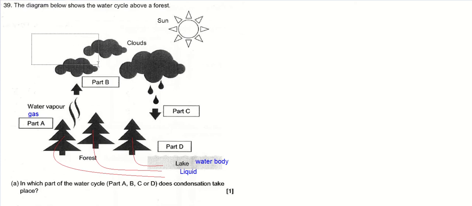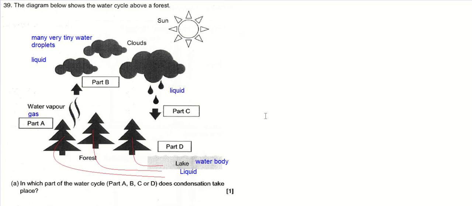Now we know that clouds are not gas. Clouds are actually many very tiny water droplets. So a water droplet is in liquid form. And of course, when the clouds become heavy, they will fall back to earth as liquid raindrops. So again, it's liquid raindrops.